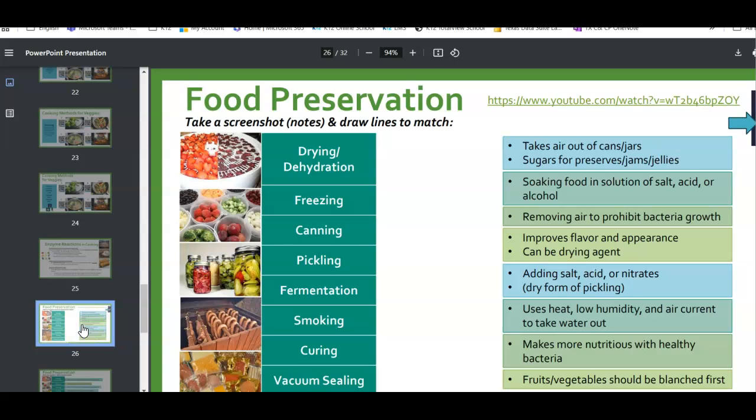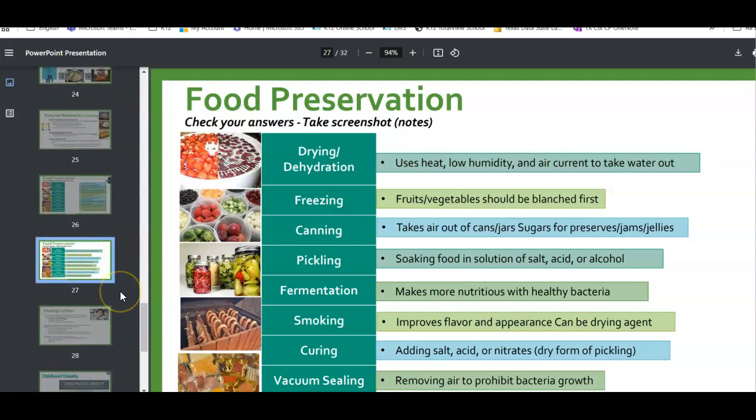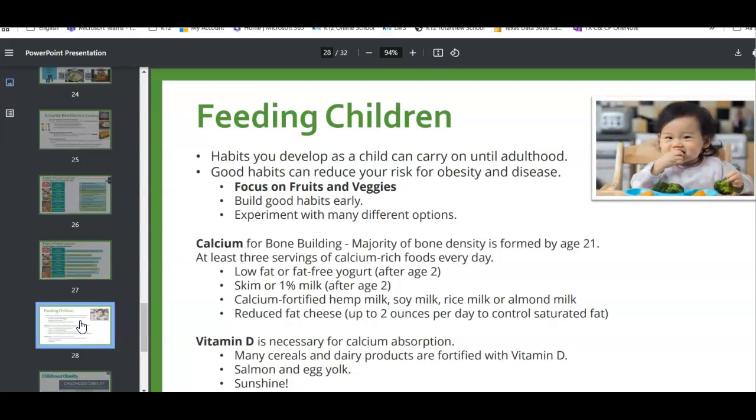Okay, and right here, this is just a little activity, and you can see there is a YouTube video up here if you want to go to it and watch a video, and it would help you learn all these different methods of food preservation. And then that also continues on this page. You can see these are the answers, so you could always pause the screen and look through it to see how well you did. Then we're moving on to feeding children.